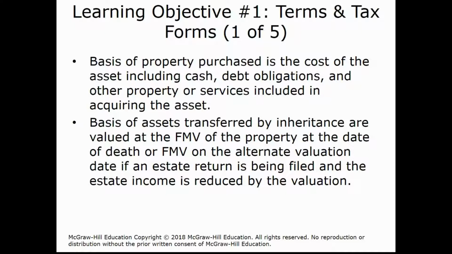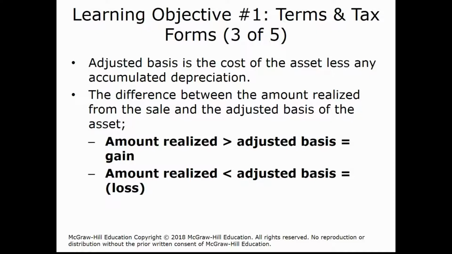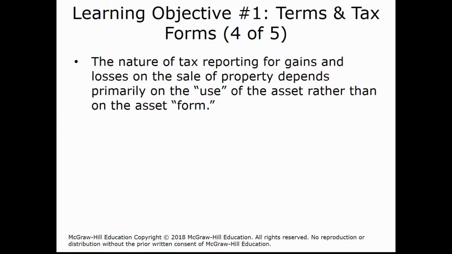Any assets that were transferred by inheritance are valued at the fair market value, either at the date of the death or at some alternative valuation date up to 6 months later. So when you sell an asset, the adjusted basis, that is to say the original basis, for example, less any depreciation, is compared to the selling price. And if the proceeds from the selling price are greater than the adjusted basis, a gain results. If the opposite is true, then there is a loss, of course.